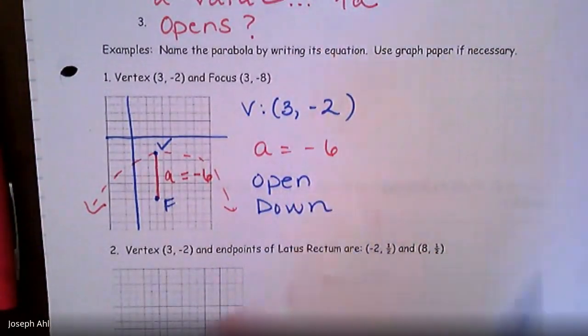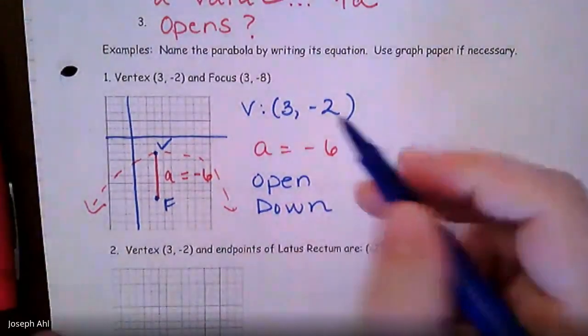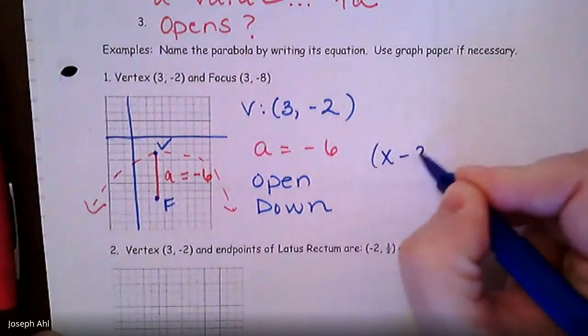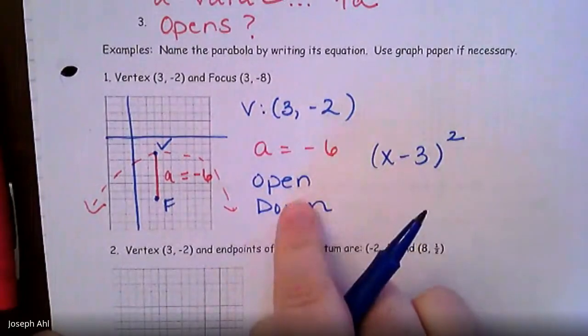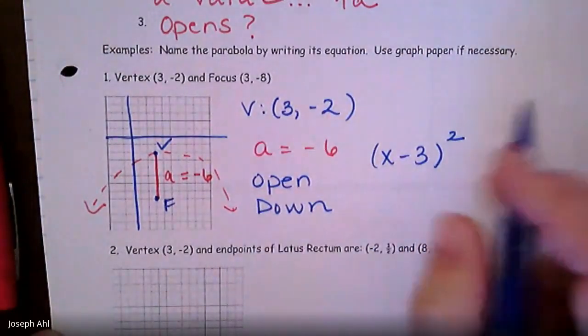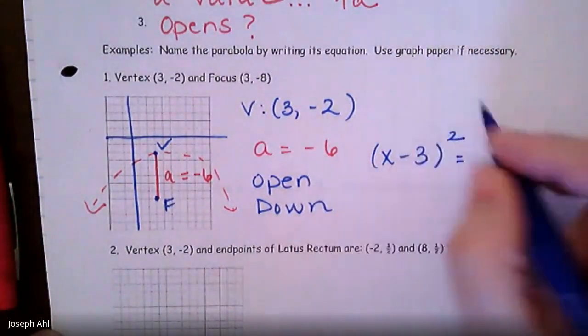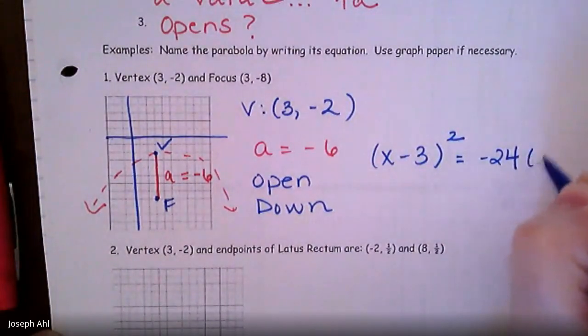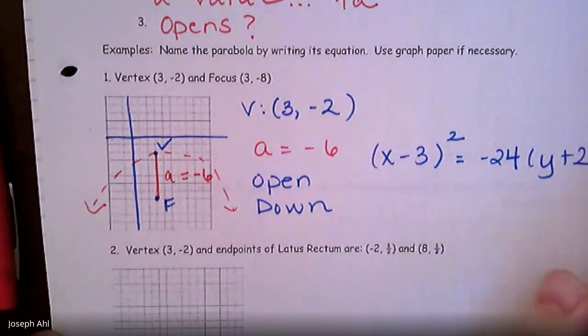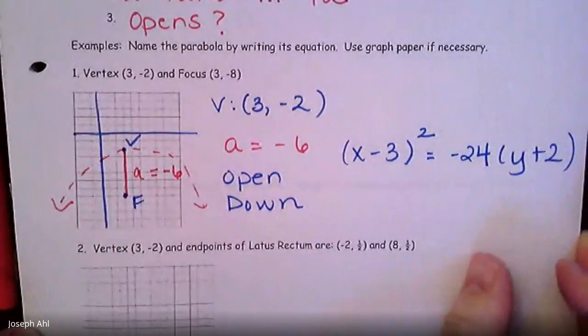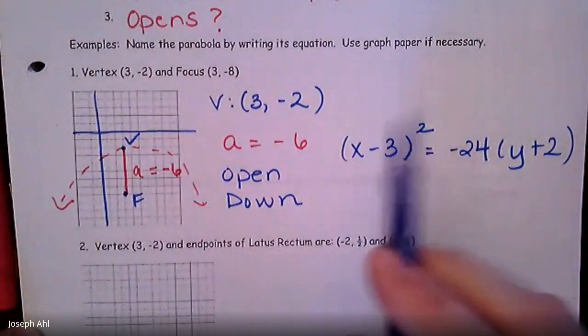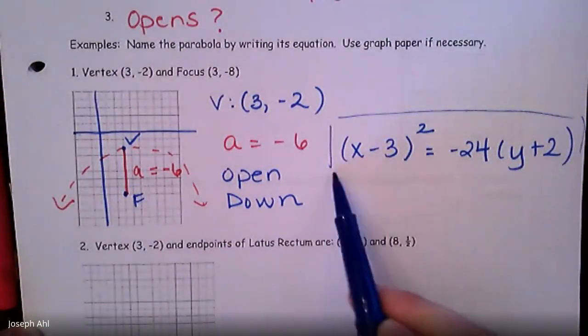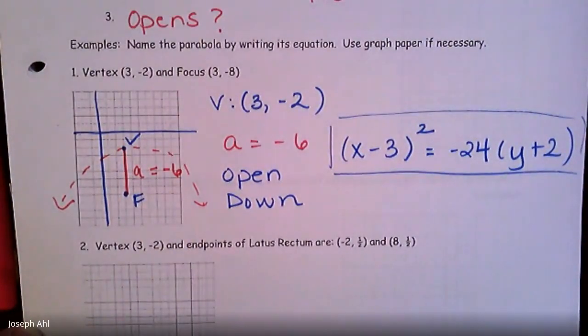So the end equation would be, based on this vertex, x minus 3 squared. Okay, it's an x squared equation when we open down, equals 4 times this, so -24 times y plus 2. And that's it. You're not supposed to do anything else with this equation. We're going to stop there. And that represents this parabola with the vertex and focus that are given.